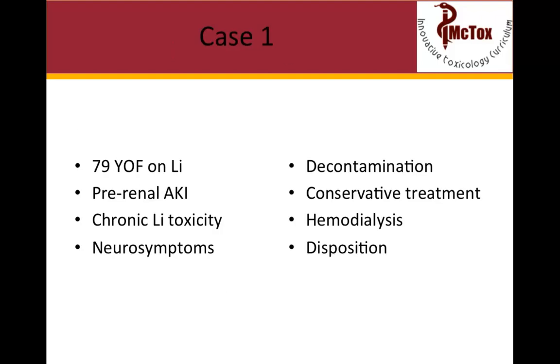Now let's go back to the cases and highlight the important points which help us delineate the management plan for each of these patients. In the first case, we had a 79-year-old female who was on lithium at baseline. She developed diarrhea, which made her dehydrated, and put her into a prerenal AKI. This gave her a chronic lithium toxicity with neurosymptoms.